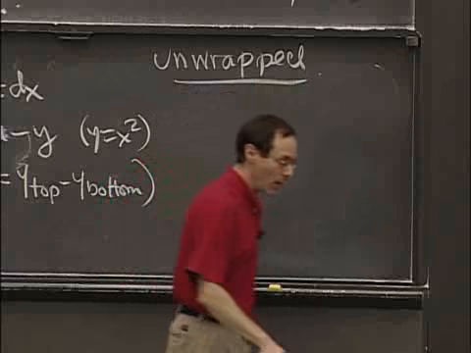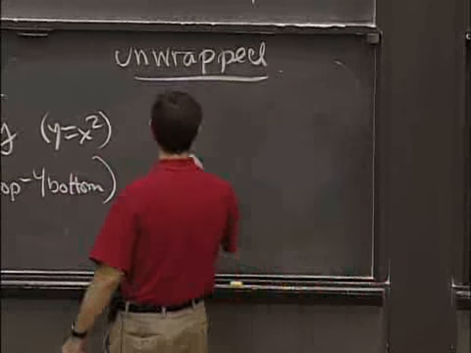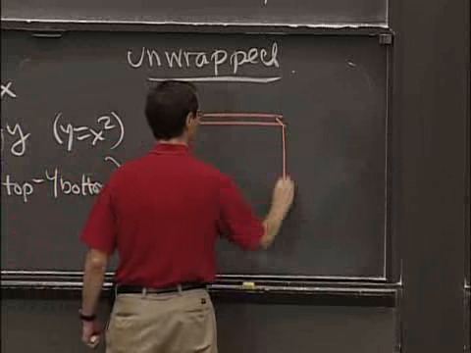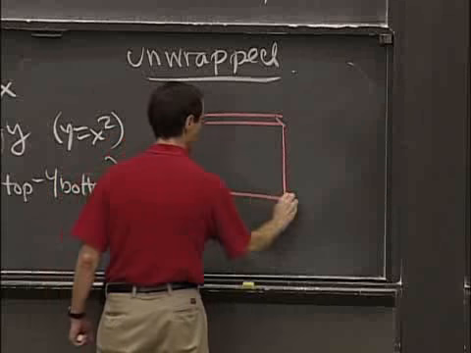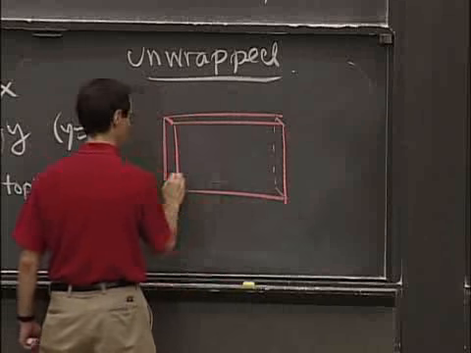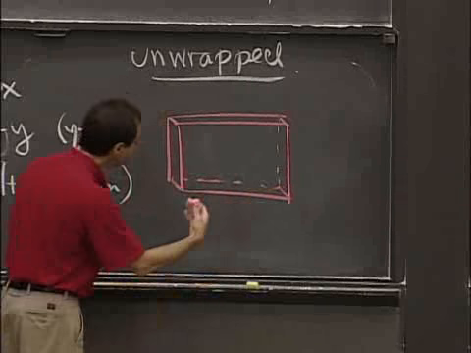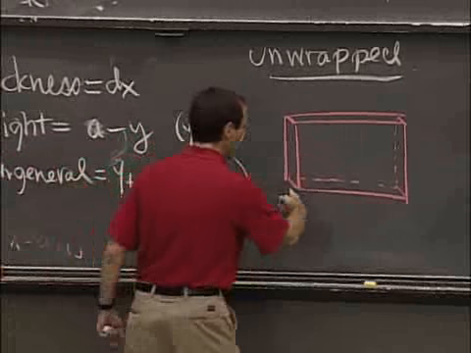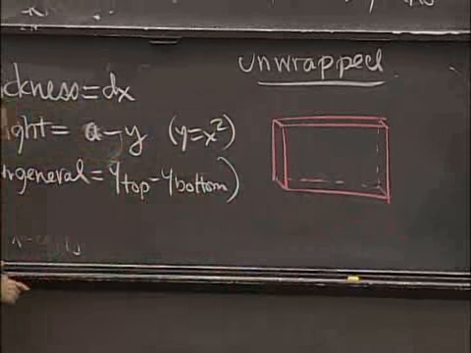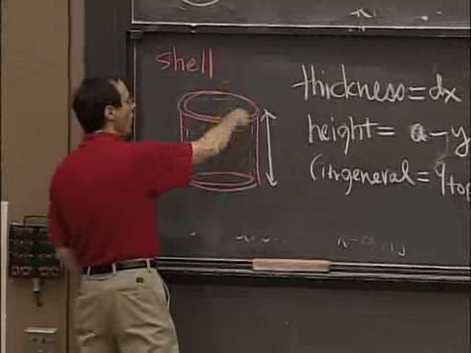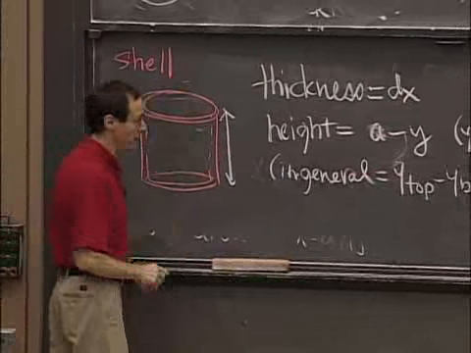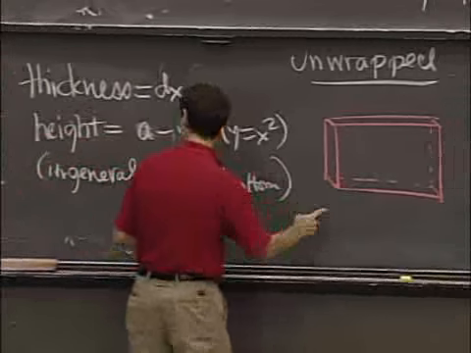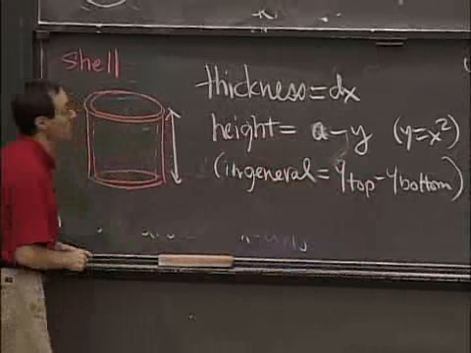it looks like what? Well, it looks like a kind of a slab, right? It looks like just a slab like this. And again, the thickness is dx. The height is a minus y. And now we can see that the length here is all the way around. It's the circumference. All right? So this is going to be the circumference when I unwrap it.